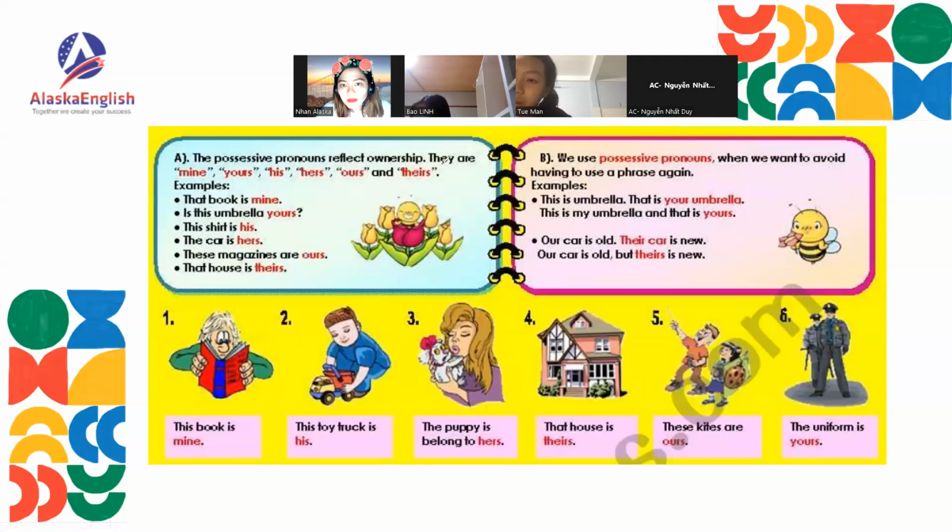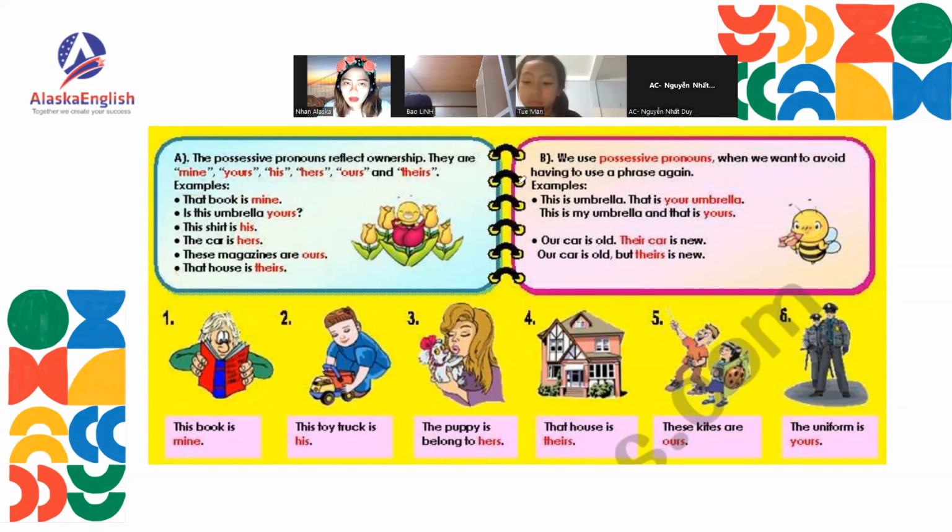So what are those? Tuiman, can you read what's on my PowerPoint? They are mine, yours, his, hers, ours, theirs. Right. Such as the examples, thank you, Tuiman. That book is mine. Is this umbrella yours? This shirt is his. The car is hers. These magazines are ours. That house is theirs. Okay, so these are the examples.